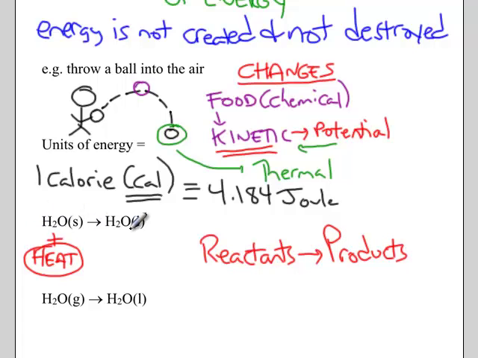So ice melting, we have to add heat to the reactant. The technical term for that is an endothermic reaction. When heat is a reactant, that's absorbing energy. This is an endothermic process.